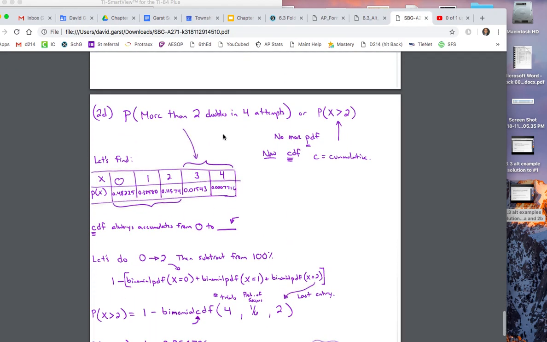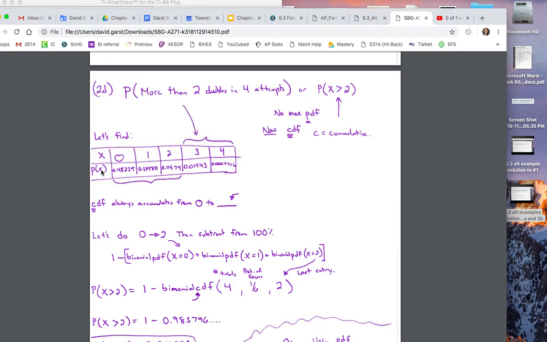Well, so far let's look at what we've done here. We found the probability of getting doubles 0 times is 48%. The probability of getting doubles once is 38%. The probability of getting it twice is 11.57%. But it's asking what's the probability of getting it more than 2 times, which is now combining cases.